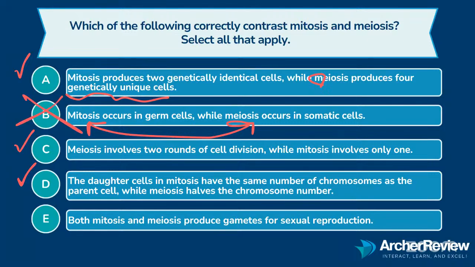Our last one, E, both mitosis and meiosis produce gametes for sexual reproduction. No, only meiosis produces gametes for sexual reproduction. So that makes E incorrect. All right.